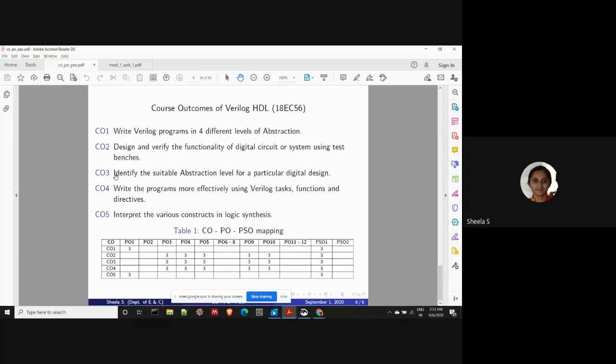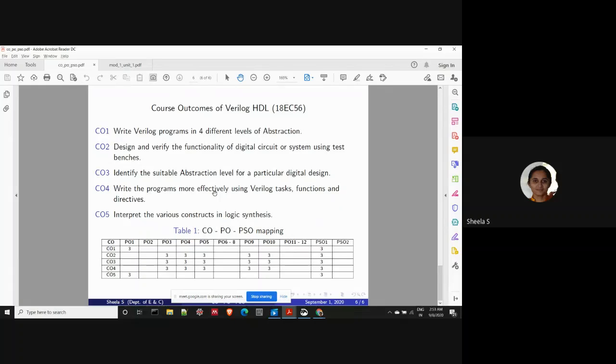And the third one is identify the suitable abstraction level for a particular digital design. This also we have discussed yesterday. And the next one is writing programs more effectively using Verilog tasks, functions, and directives. The fifth one is interpret the various constructs in logic synthesis.